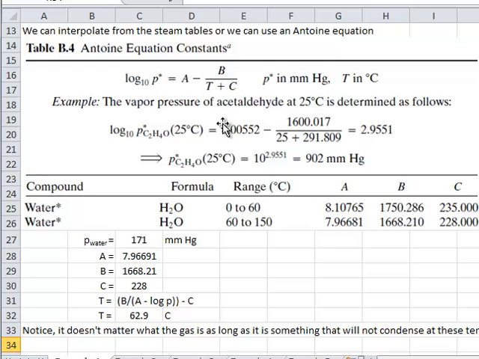So in this case, in one of the textbooks that I use for a different course, this is the Antoine equation that they have, and for water we have this information. Now, the constants that are appropriate change depending on the temperature range. In this case, I'm talking about 80 degrees C, so I would like this second set of constants. Okay?